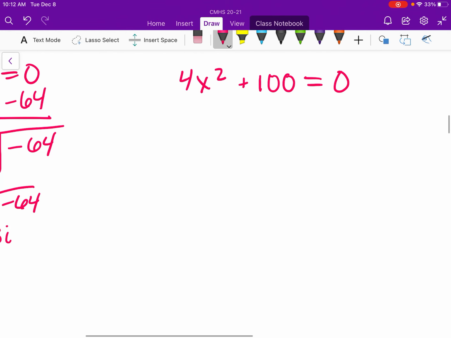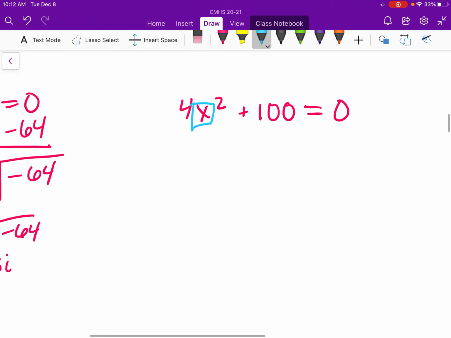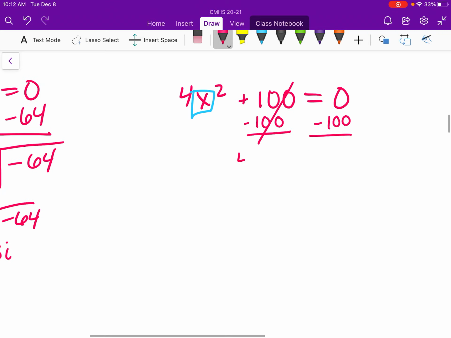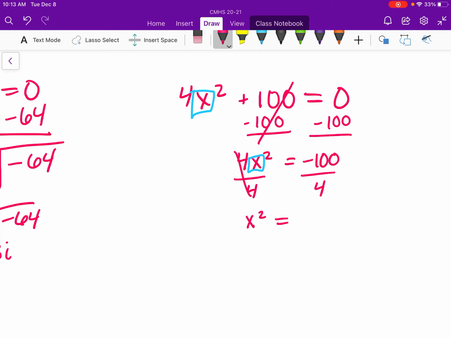Okay, let's go over to this side and try this one. Again, we want to get the x all by itself. So first, let's subtract the 100. Cancel. Bring the 4x squared down. 0 minus 100 is negative 100. Okay, the x still is not by itself. So let's divide by 4. x squared equals negative 100 divided by 4, which is negative 25.